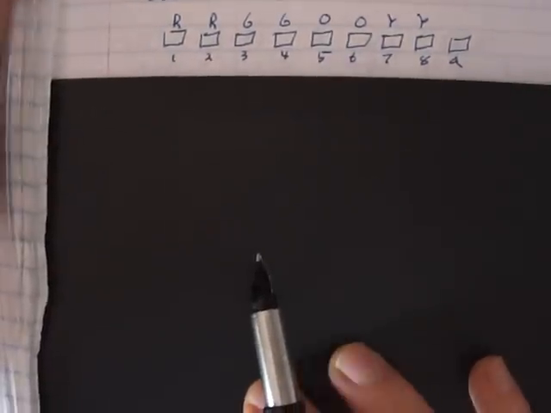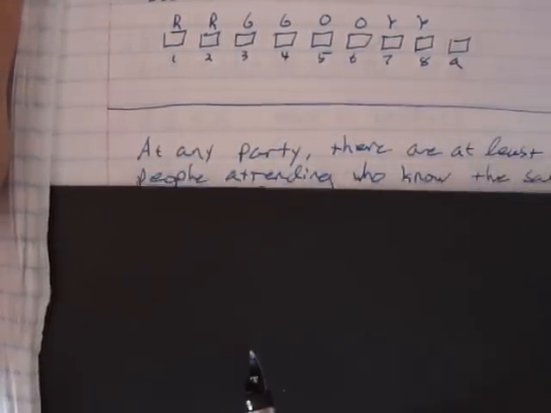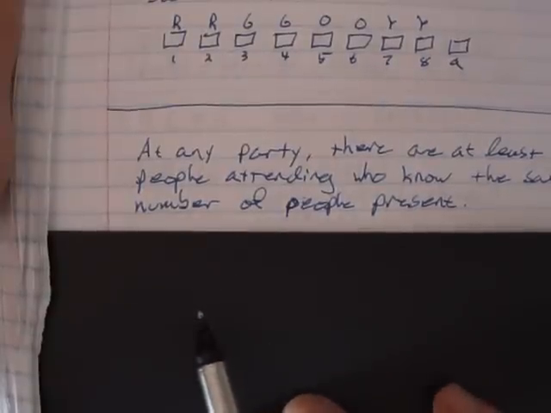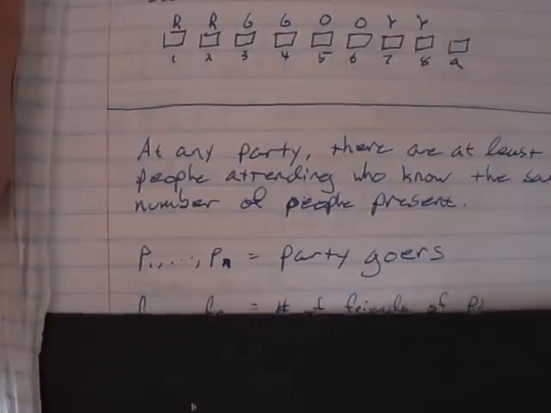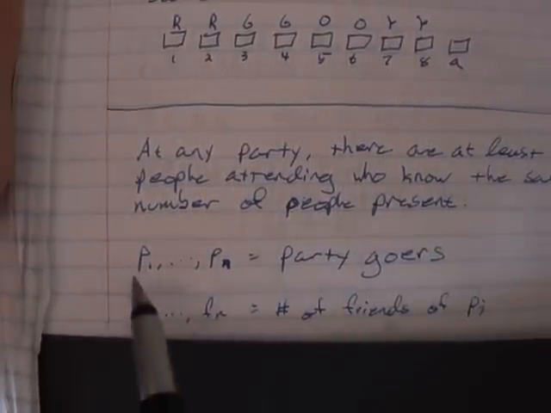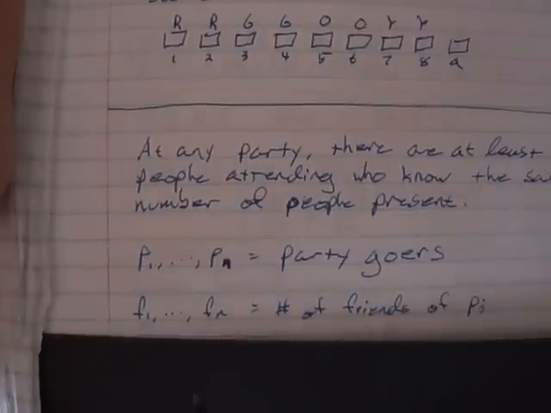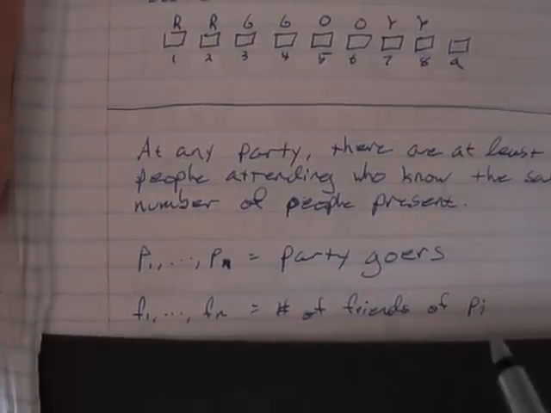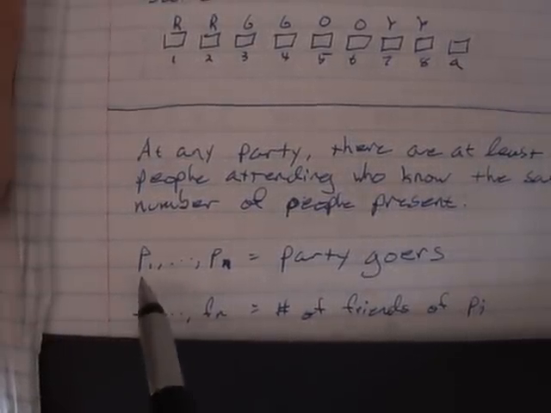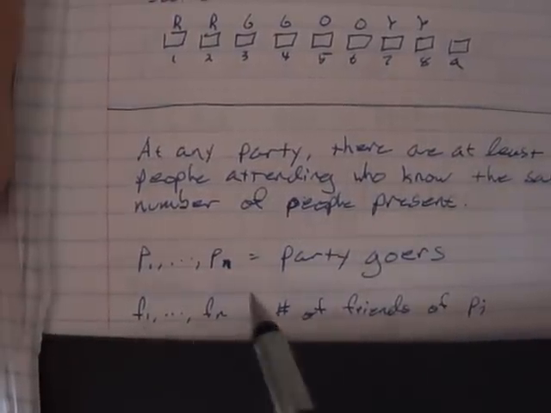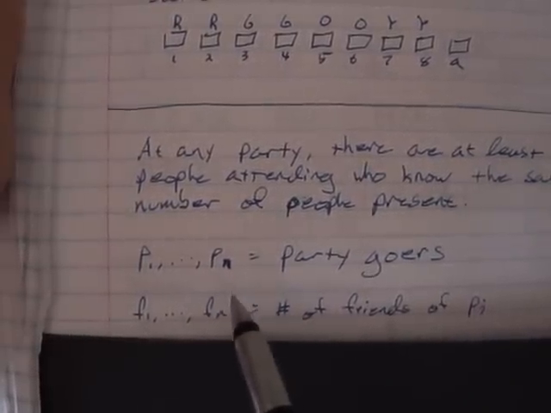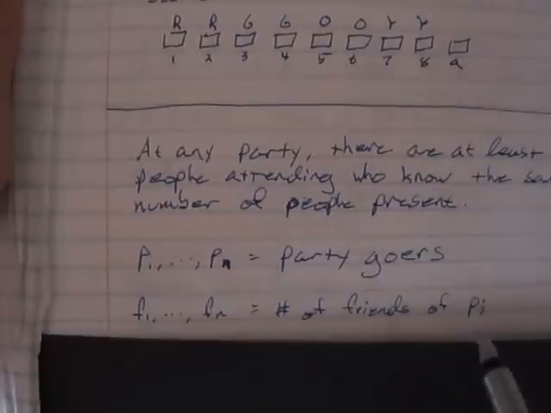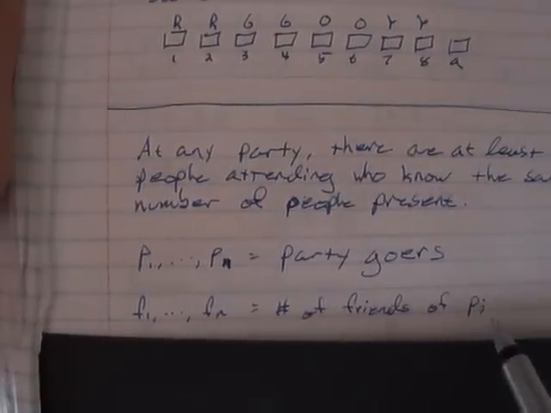Okay, the next example is a little bit more complicated. At any party, there are at least 2 people attending who know the exact same number of people. So how do we go about showing this? Well, let our people at the party be p sub 1 through p sub n, and those are our partygoers, and let f sub 1 through f sub n be the number of friends that p sub i has at the party. So if the first person has 3 friends, then f sub 1 is 3. And if the last person, p sub n, has 6 friends, then f sub n is 6. So it's just that f sub i is the number of friends at the party that p sub i has.